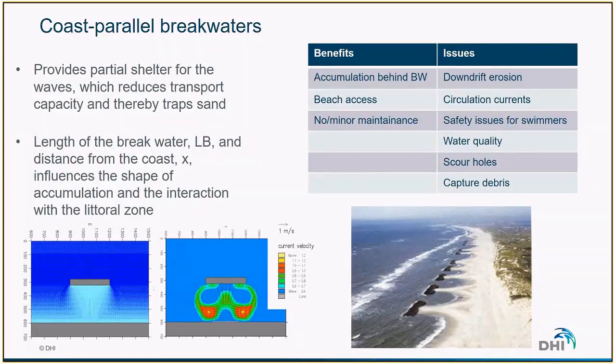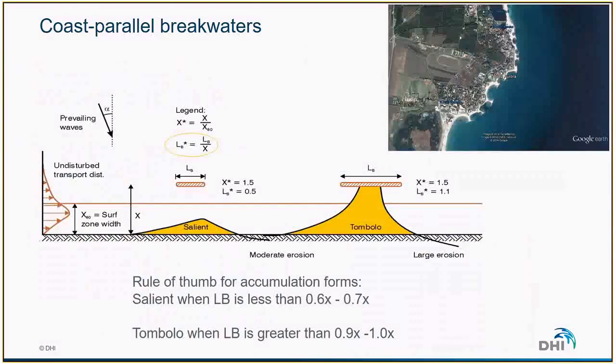So let's have a look at how we design this kind of structure. Typically there are two main parameters we can play with. First, the length of the breakwater, and second, how far from the coast it's located. This will have different influence on the evolution of the coastline. This is a sketch showing how these two parameters can affect the evolution of the shoreline. There are some other parameters that can influence the shape of the accumulation, but this provides a first estimate.